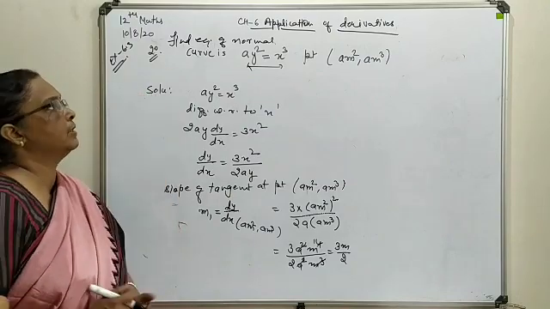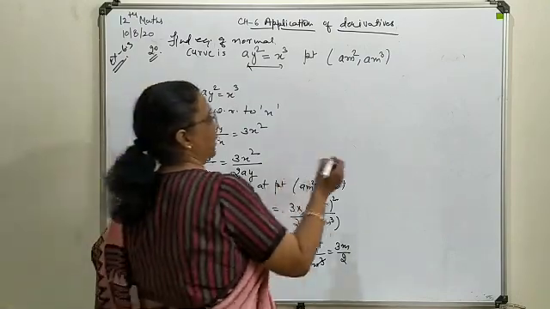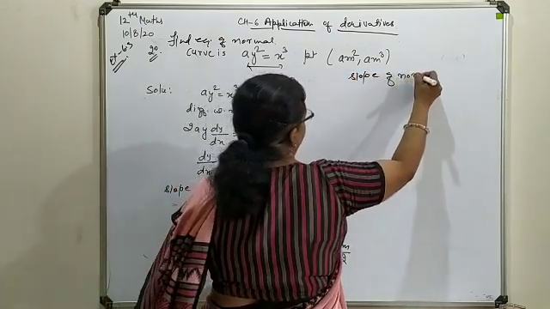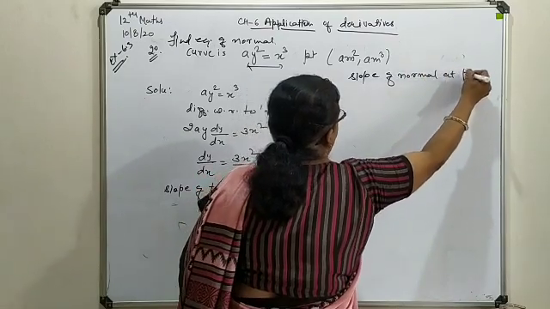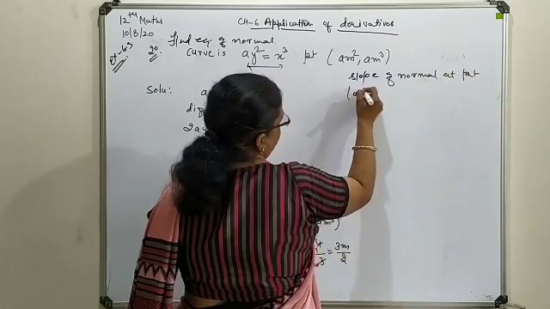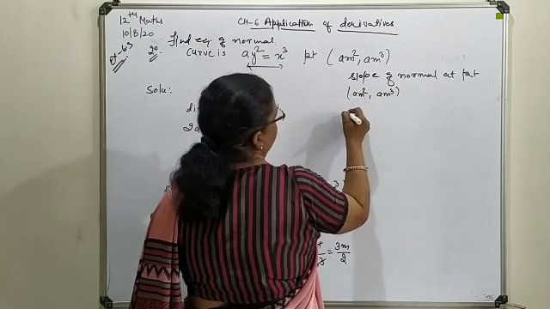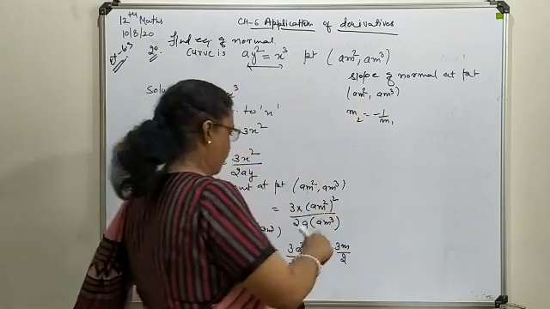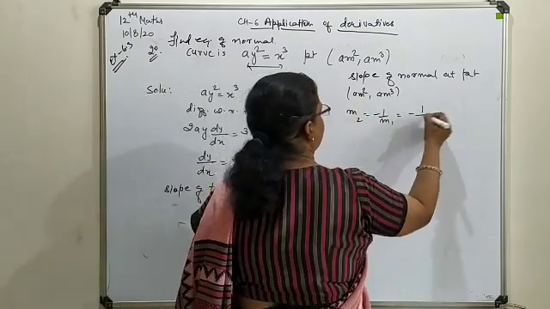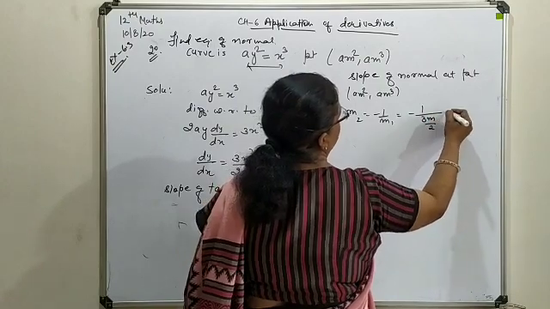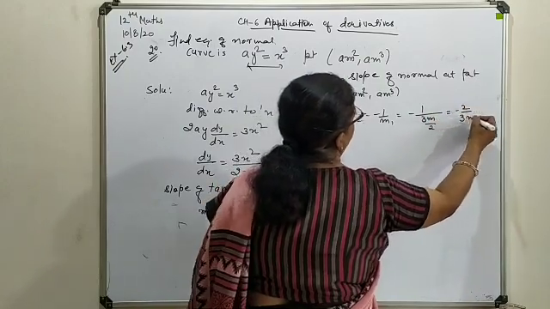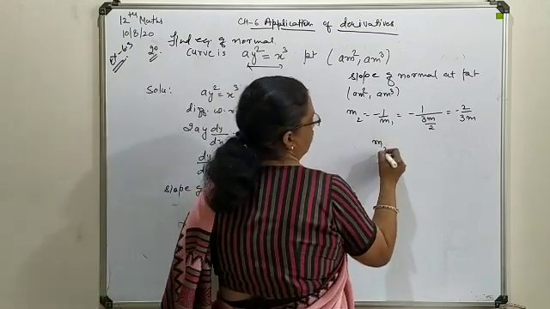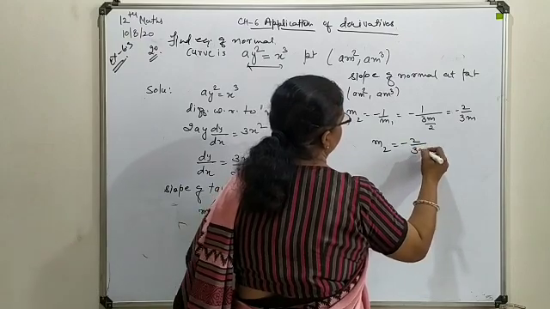But here we require the slope of normal. So next is the slope of normal at point am square, am cube, that is m2 you can say. In normal and tangent this relation we maintain. So here this will be minus 1 upon 3m upon 2, which means minus 2 upon 3m. This is the slope of normal we define. m2 we can say this is minus 2 upon 3m.